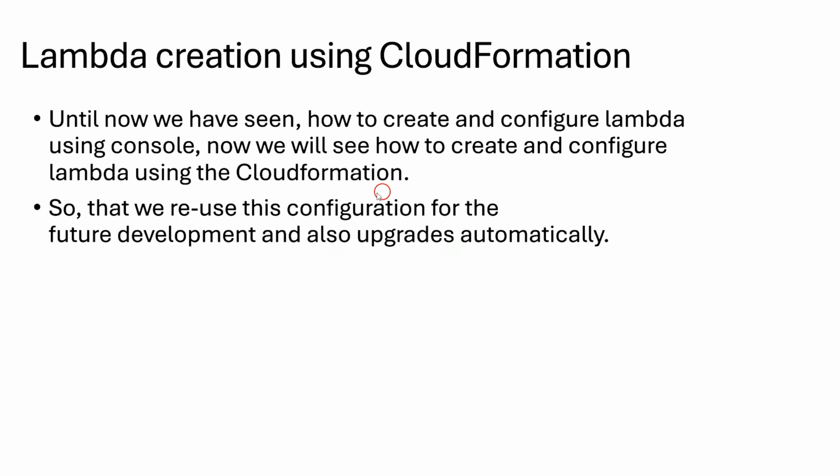So the one advantage of using CloudFormation templates, the CFTs, is that they are called infrastructure as code. You can reuse them for other Lambdas also. For example, you just rename the Lambda and use the same CFT for the other Lambda, because you don't want to set the same configuration again, right? But if you use the console, you have to do all these things manually.